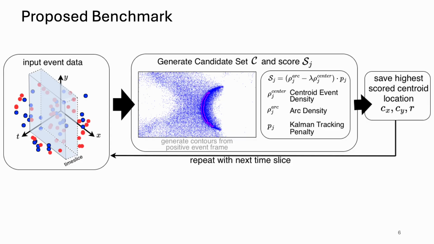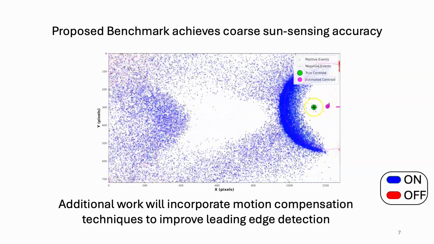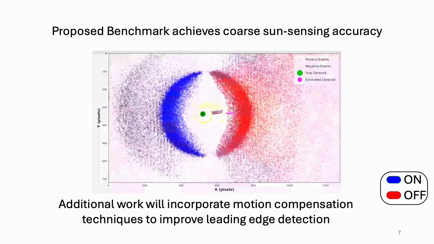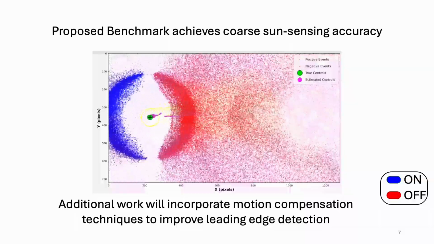Using this positive event frame, we then apply a contour detection algorithm to find significant contours in the image. We score these contours based on the centroid event density, the arc density, and the Kalman tracking penalty to ensure consistency across results so that the solutions don't largely skip to an area from where they were historically. On this slide here, we have an example of the performance of the algorithm where the true centroid is in green and the estimated centroid is in pink.